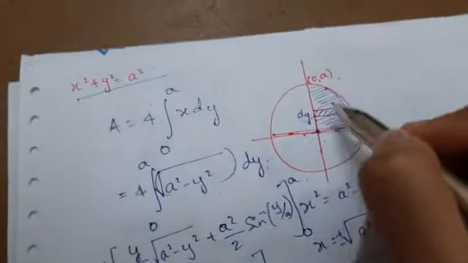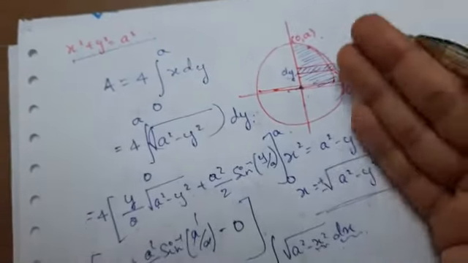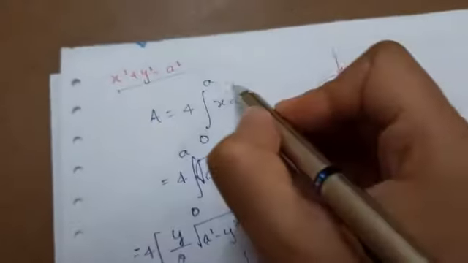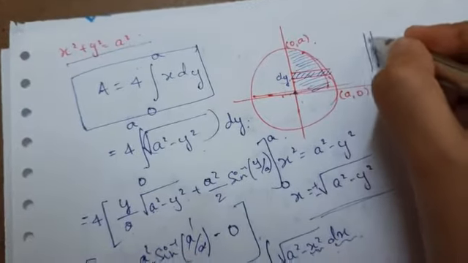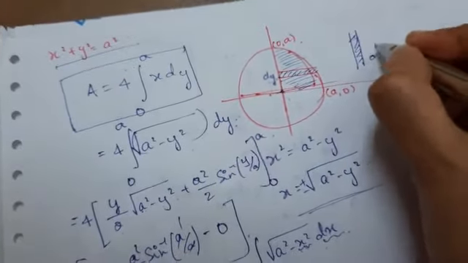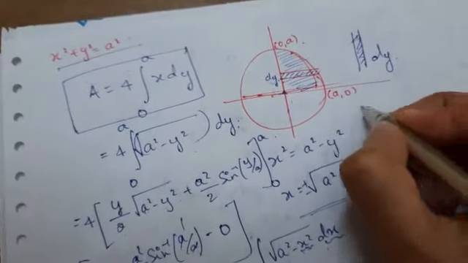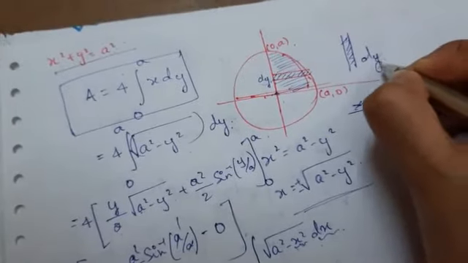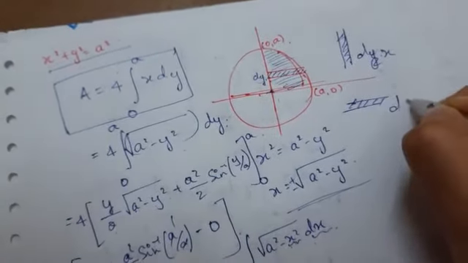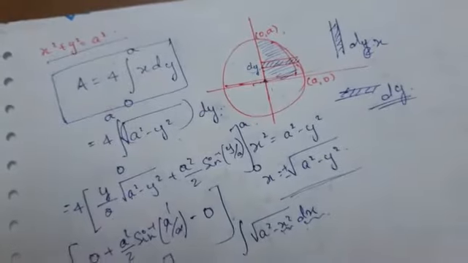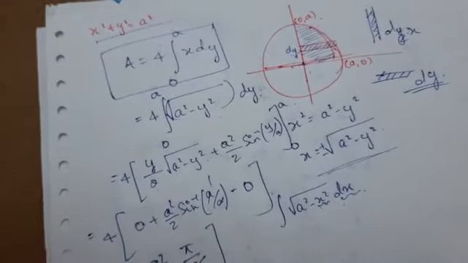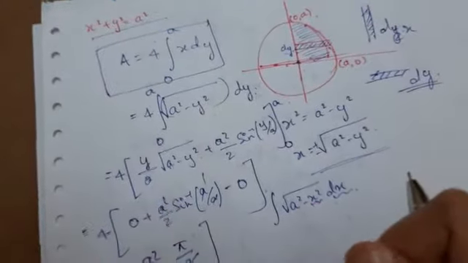Whether we are taking the horizontal strip or the vertical strip, the answer will remain the same. But what we need to concentrate on is this: if we are taking the vertical strip, then we are integrating with respect to dx, and if we are taking the horizontal strip, then we are integrating with respect to dy, the width of that strip. So remember how we are going to deal with this problem step by step.